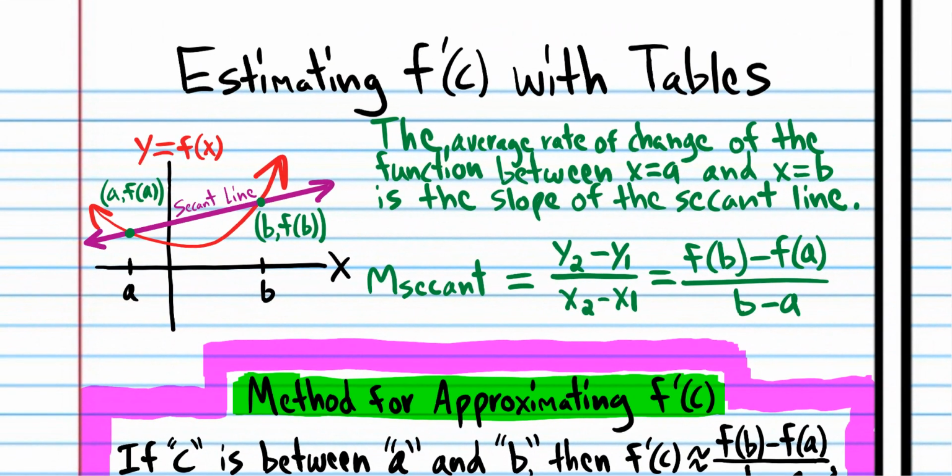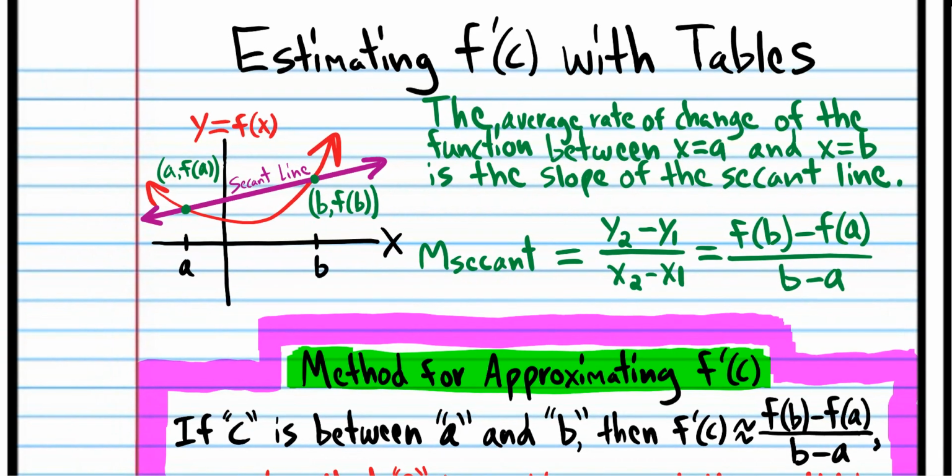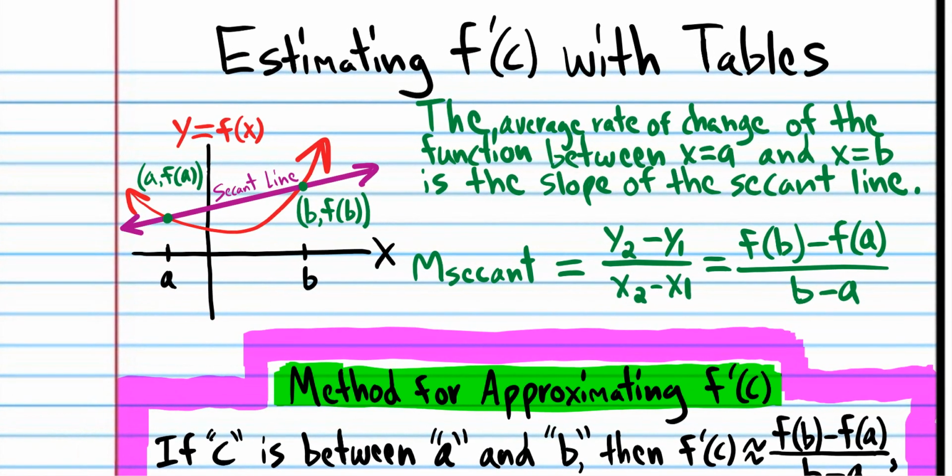Okay, so we're going to do another type of problem where we use tables. We're going to estimate the instantaneous rate of change of a function at some x value c using selected values in a table. This is a type of problem that you're going to see very often on the advanced placement test. You may only see one of these problems on the test if you take it, but it's pretty common on the advanced placement test. It's not a hard problem, but I just want you to understand the concept.